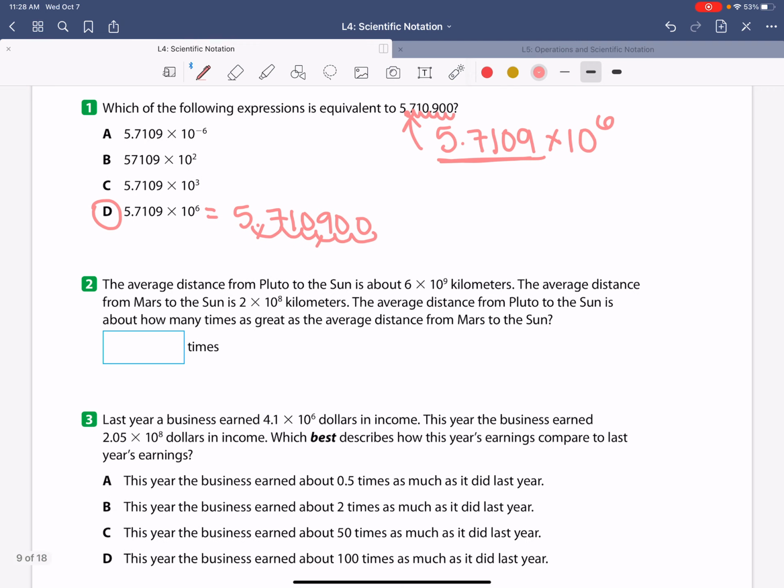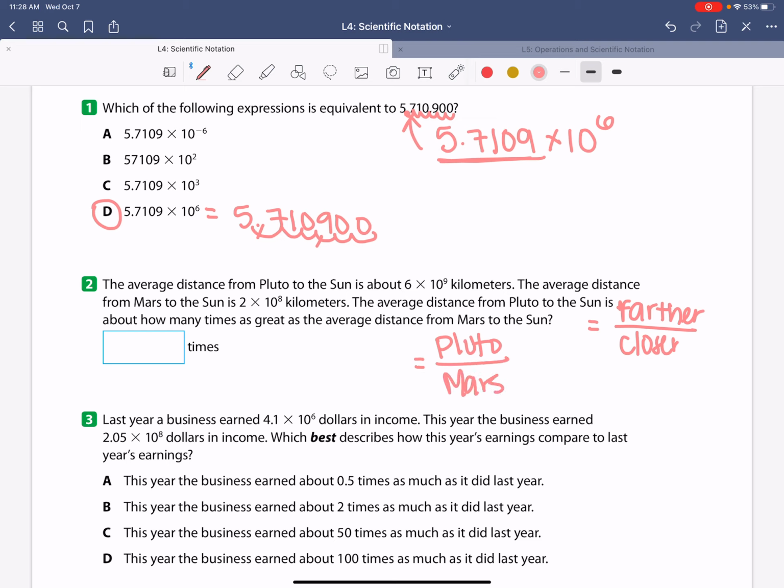All right, number 2. The average distance from Pluto to the sun is about 6 times 10 to the 9th power kilometers. The average distance from Mars to the sun is 2 times 10 to the 8th power kilometers. The average distance from Pluto to the sun is about how many times as great as the average distance from Mars to the sun. So same thing as we've been doing in our previous days for this lesson. We have the farther distance over the closer distance. The one that's farther is Pluto, of course, and the one that's closer is Mars.